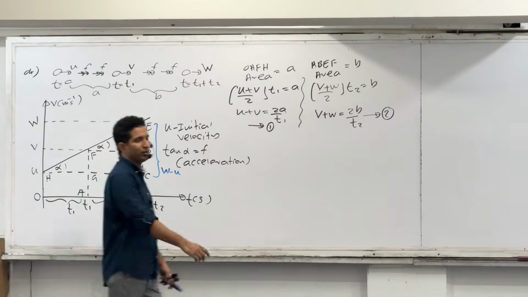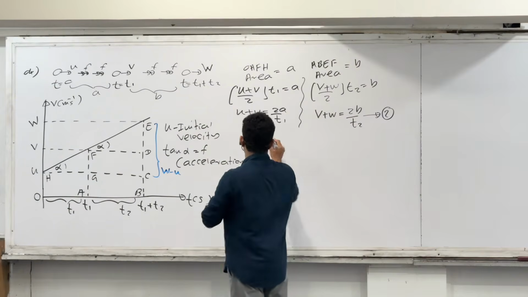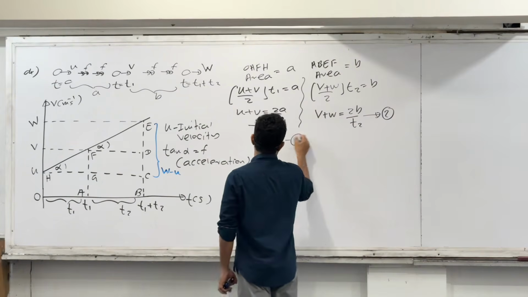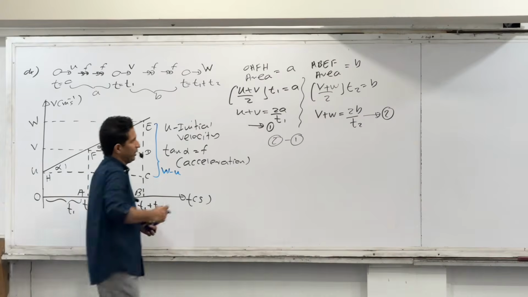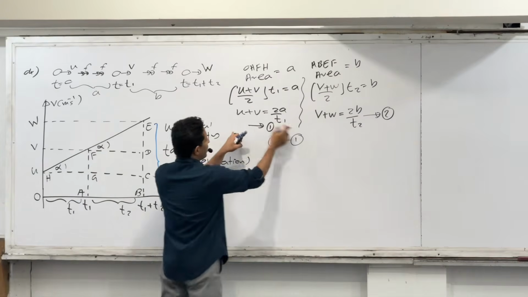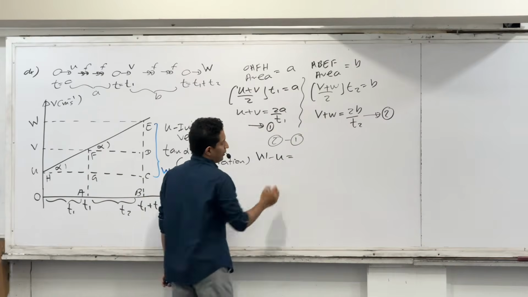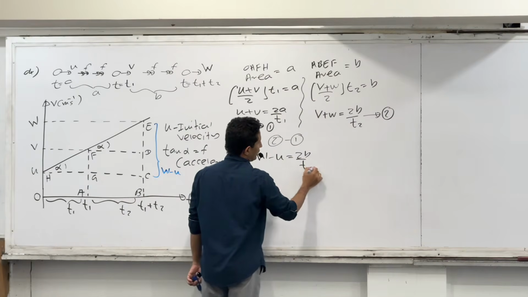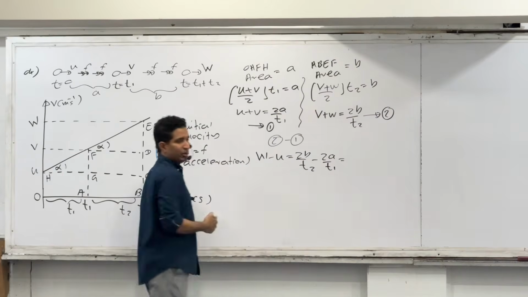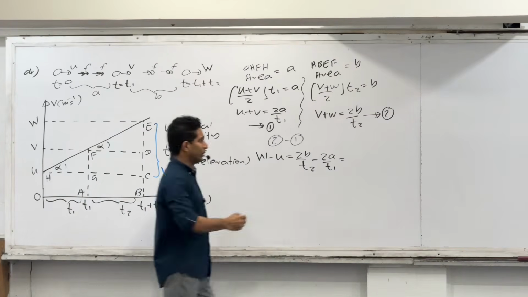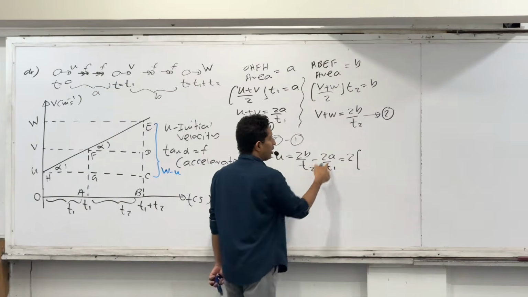Right, 2 minus 1. When you subtract this one from this one, V to V cancel. W minus U equal 2B over T2 minus 2A over T1. You can see that you can take 2 out. When you take 2 out, this will be simplified: B over T2 minus A over T1.